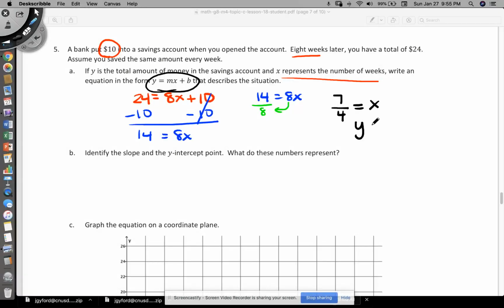So now I can actually put together my full y equals mx plus b. So we're going to say y equals our 7/4, that's now my slope, times the number of weeks plus that $10 that we started with. And there is my answer.